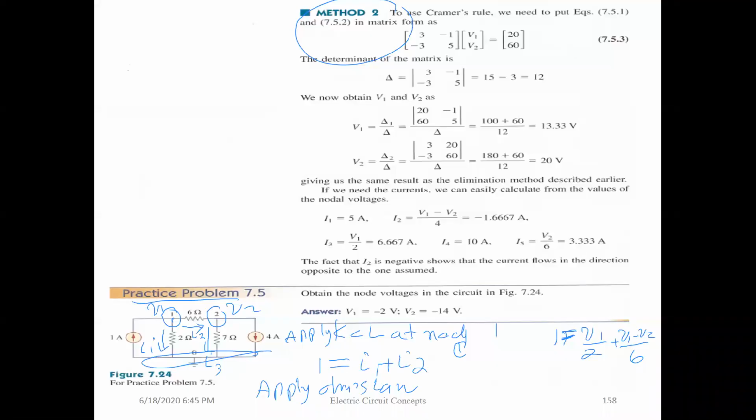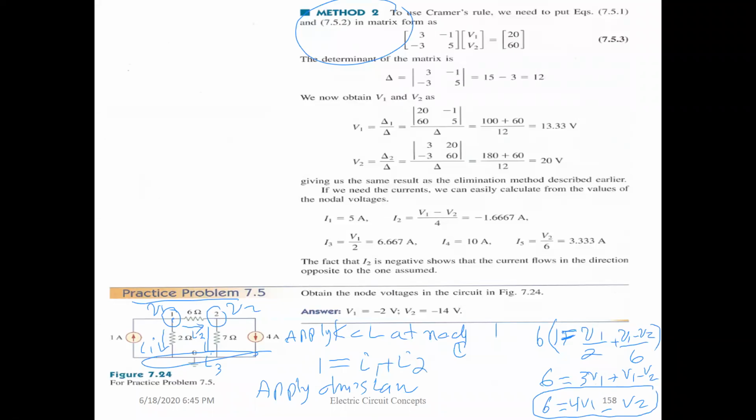Okay, and then now we need to multiply both sides by 6. So it will be 6 equals 3v1 plus v1 minus v2. So we have 6 equal to 4v1 minus v2. Okay, so this is the first equation.